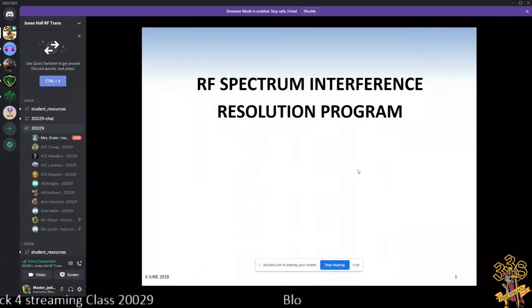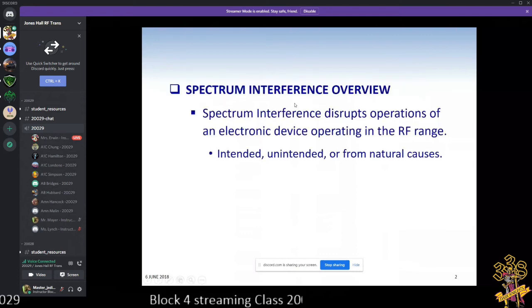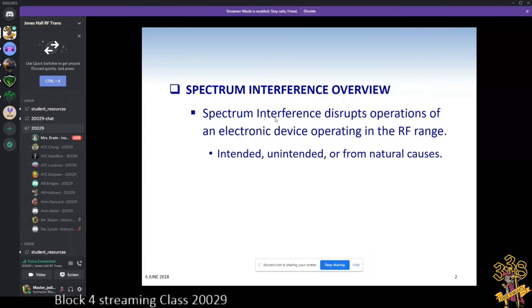All right. RF spectrum interference resolution program. Spectrum interference can be a problem, therefore you have to have a resolution program. Spectrum interference is anything that's going to disrupt your communications, or anything that disrupts the operation of an electronic device operating in the RF range. In other words, it disrupts your communication.